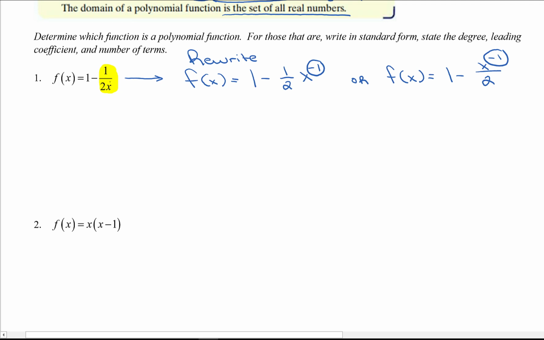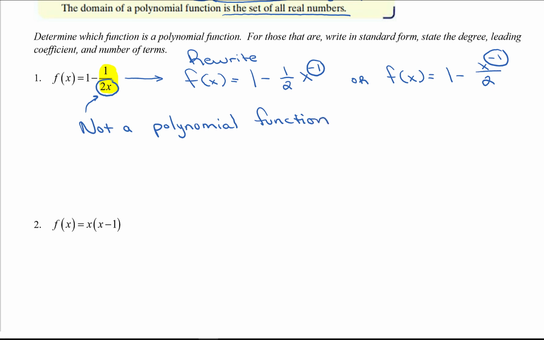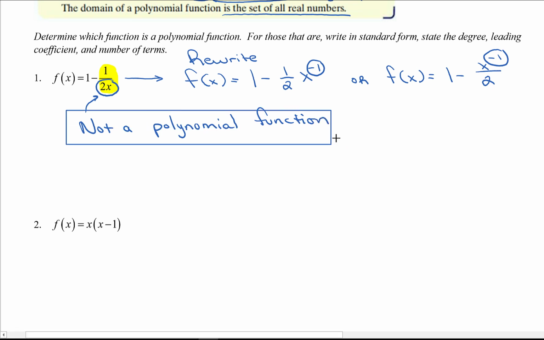So maybe another way that we could have thought about this is if you see here, you have an x, and the x in the denominator can't actually have a negative on it because then it would move to the top. So if you end up with a variable that's going to be in the denominator with a positive power in the denominator, then that's not going to be a polynomial function. So this is going to be not a polynomial function. And I always like to box my final answer.